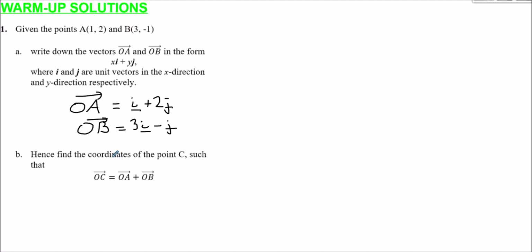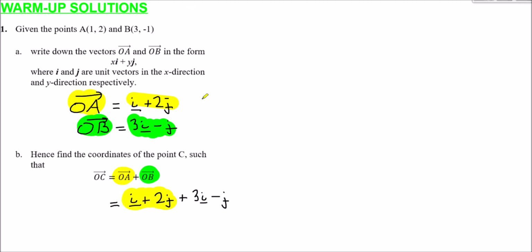Part B, hence find the coordinates of point C, where OC is just OA plus OB. So adding vectors, as you probably remember, well hopefully, is fairly straightforward. So OA is i plus 2j, and we worked out that OB was simply 3i minus j. When we add these together, it's very much just like simplifying straightforward algebra. So group together the terms, and we're done. OA is i plus 2j, and OB is this one.